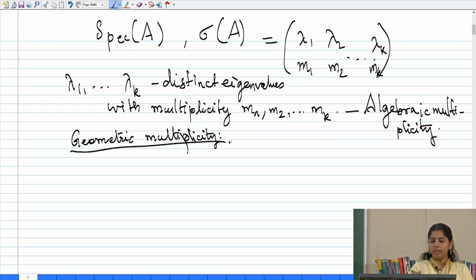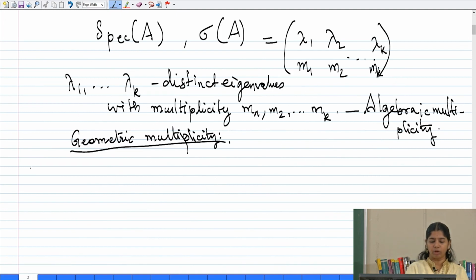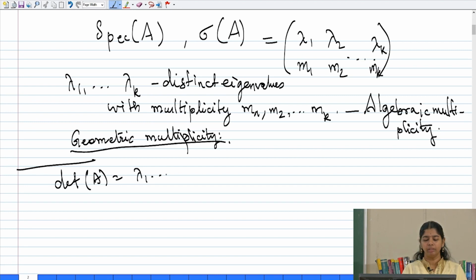Okay. And in this direction we also saw something yesterday about the trace. I started saying the trace is equal to the sum of the eigenvalues, and we also saw that the determinant of the matrix is equal to the product of the eigenvalues, right.